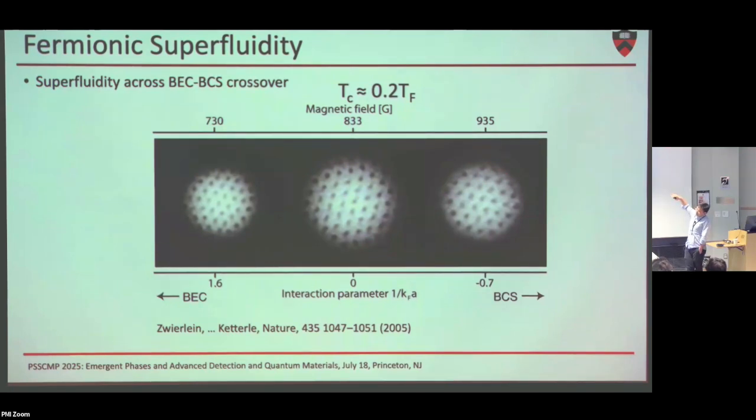Essentially, below the critical velocity, you don't excite the system. You can use that as a measure. But that has actually been done for 2D Bose gases.